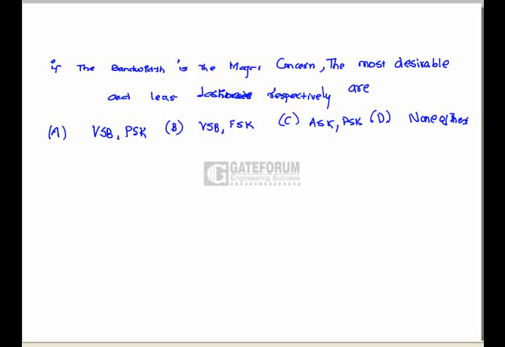If bandwidth is the major concern, the most desirable and the least desirable choices respectively are. We know the bandwidth relationships among the given data, that is VSB, ASK, PSK, FSK. Here the bandwidth required for VSB in relation to ASK is very less. This is the relationship between the bandwidths of VSB, ASK, PSK and FSK. If bandwidth is the concern, the most desirable is VSB, the least desirable is FSK. Hence option B is correct.